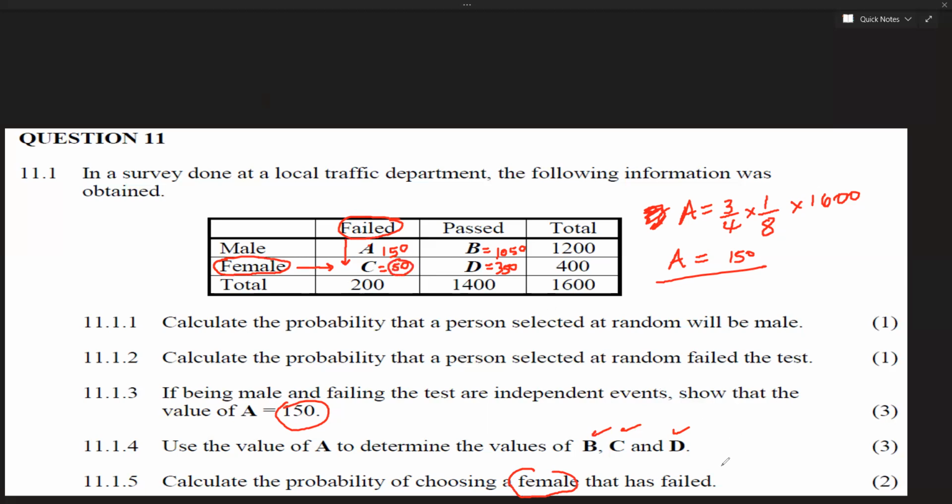So you're going to have P of female and failed is going to be 50 out of 1,600. Remember, I said always over the one in the corner here, right? Then this should give you how much? 1 over 32 when you press it on a calculator, right? And that's it for this contingency table question.